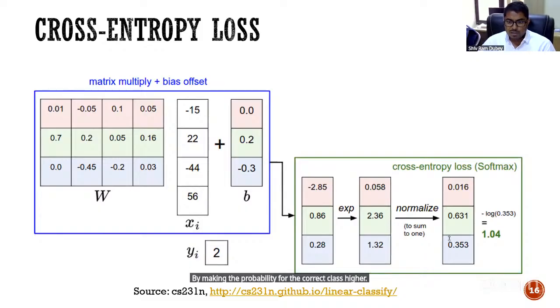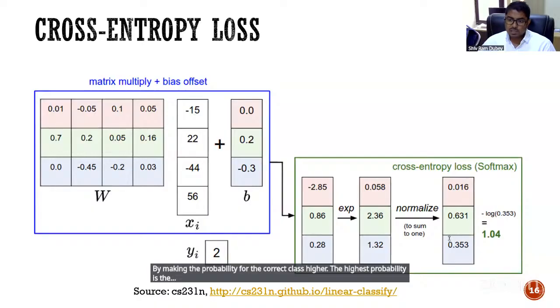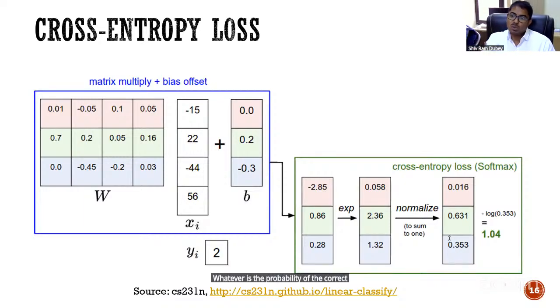The highest probability is the predicted class. Yes, during testing time, whatever is the highest probability, that will be the predicted class. But during training time, whatever is the probability of the correct class, that we will use to compute the loss.